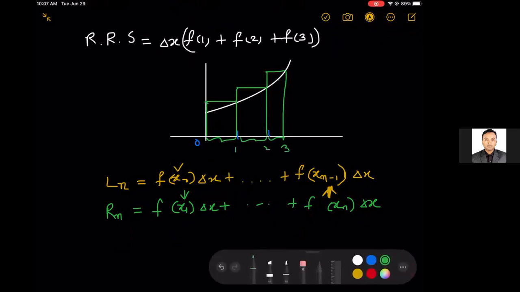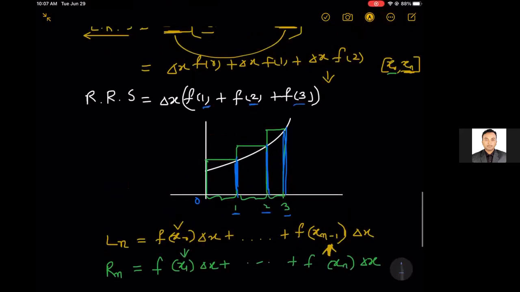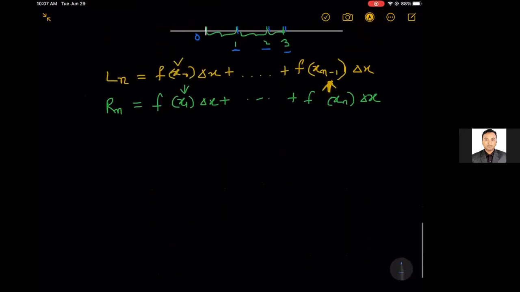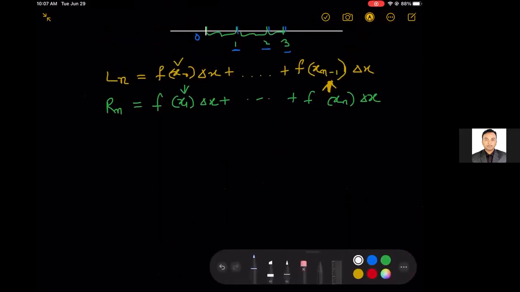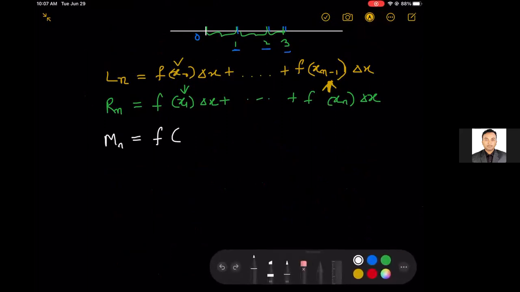And again, to find the functional value, we now need this length. You can see this is actually touching the curve, right? That's why we'll be taking the functional value at 1, 2, and 3. That's what we have done here for the right Riemann sum. And for the midpoint, you can clearly imagine we'll be taking the, how would I define this? I think I should use another notation for this.